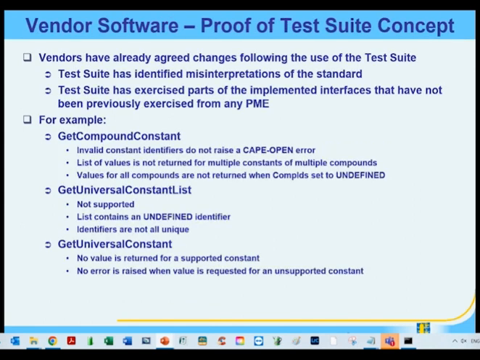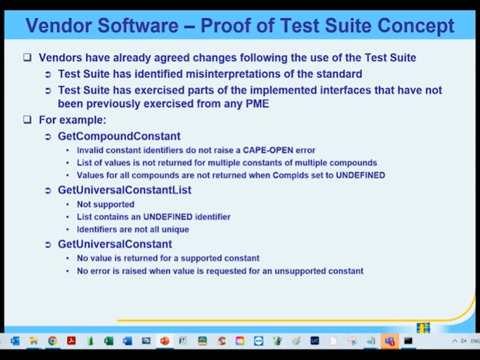Okay, so proof of the test suite concept. The vendors who have run it have already identified things that need to be modified in their implementations, such as misinterpretations of the standard. Most of them, I have to say, are in areas of their interfaces that have never previously been exercised because no PME has ever done it. Obviously, otherwise you would have found those. If a PME exercised it and there's a mismatch between the two sides, you'd have a problem. So we are doing more complete coverage of the standard as implemented in the property packages.